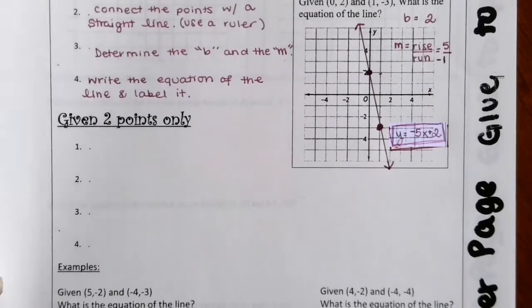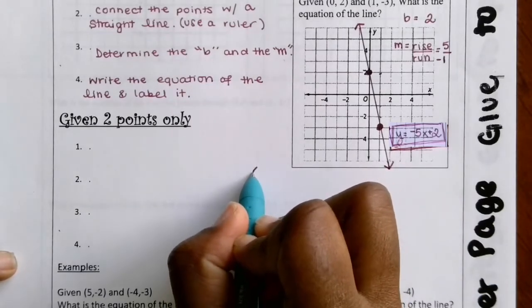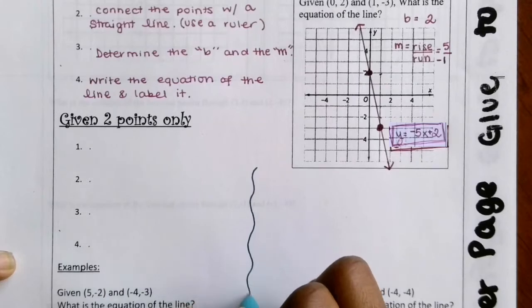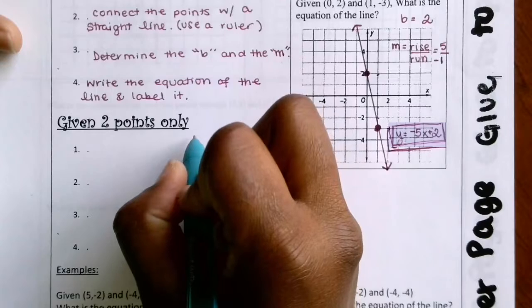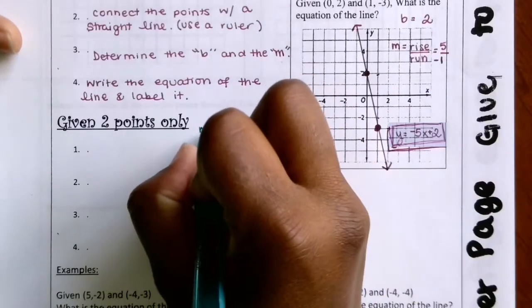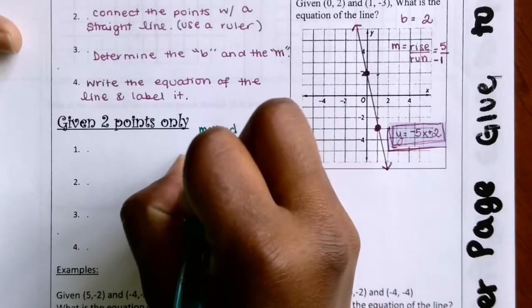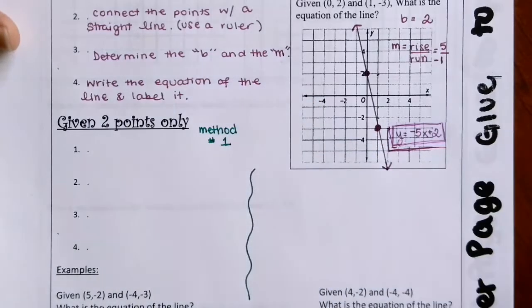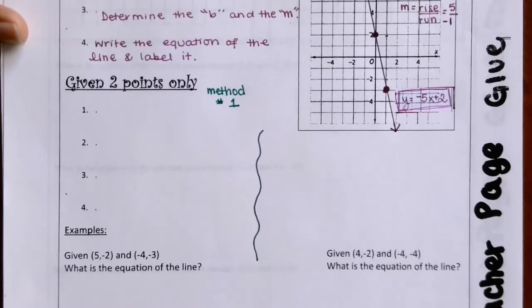So what should you do if you've been given 2 points only and no graph? How can you possibly determine what the equation of the line is? Well, you can do so using one of 2 different methods, which we'll go over today. So please go ahead and split your space in half like how I have and label the first side as method number 1. To give you some context of what we're talking about, take a look at the first example down below. Given 5, -2 and -4, -3, what is the equation of this line?